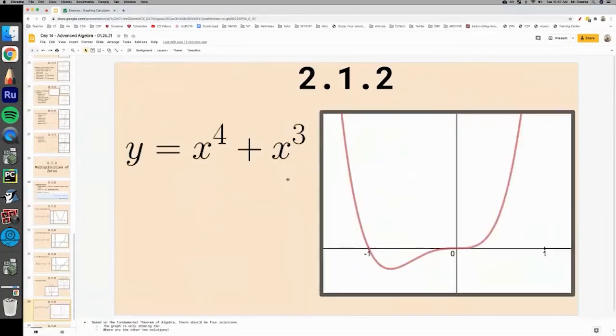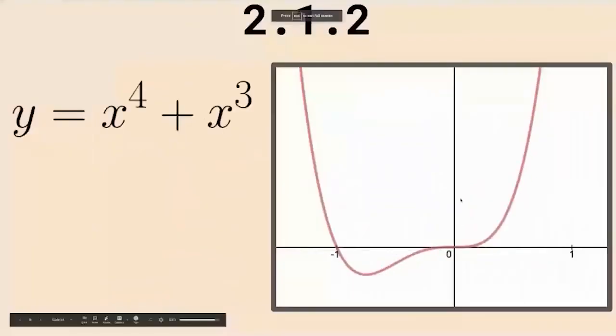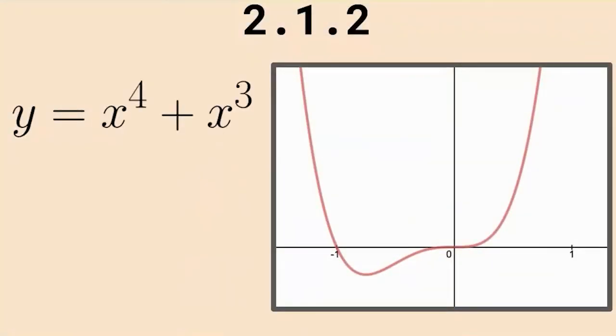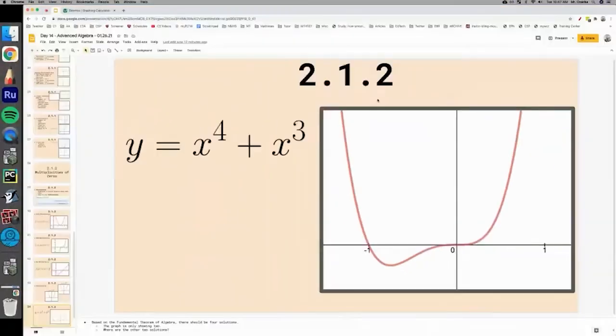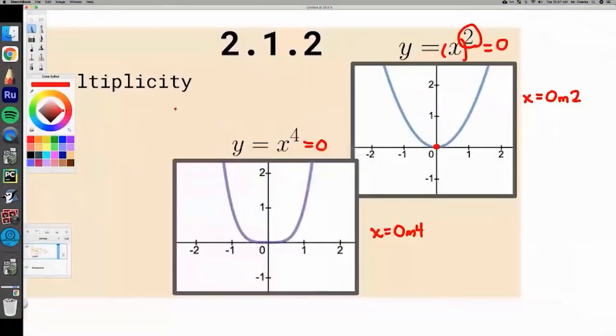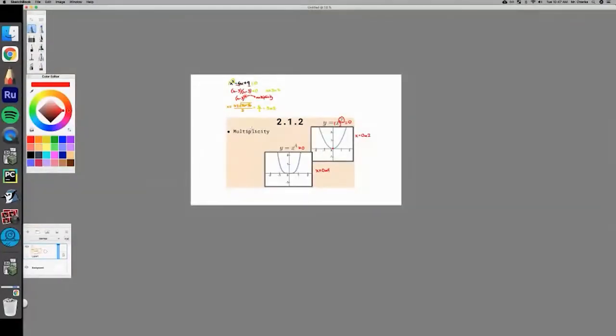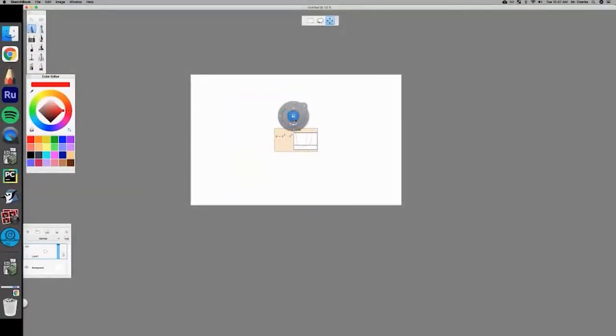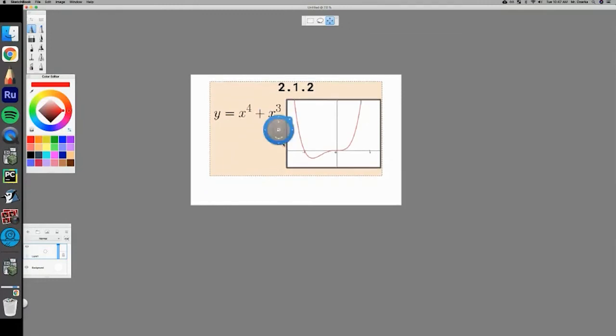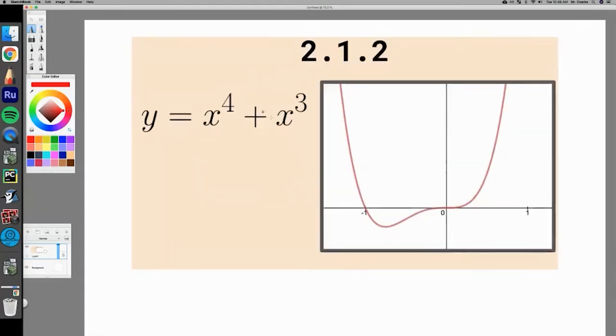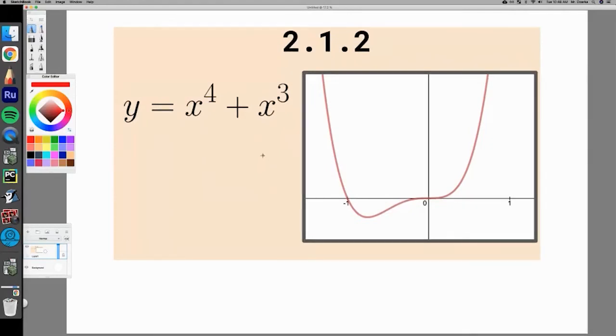Here is, what did I want to show this? Oh, yeah, here we go. Actually, we're going to work this problem out. I want you to actually write this one down. You don't need to draw the graph necessarily, but I do want you to write down the problem. Okay, so write down y equals x to the 4th plus x to the 3rd.